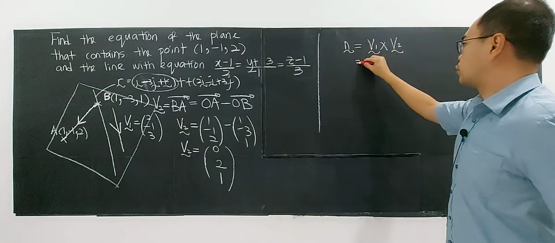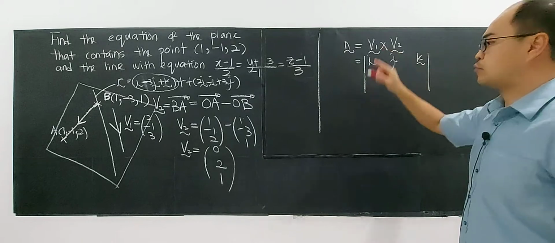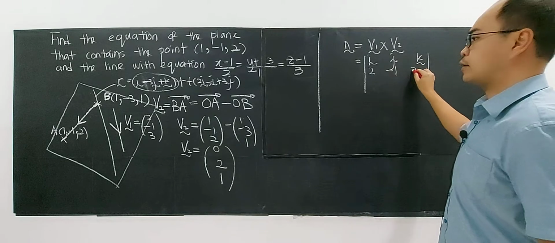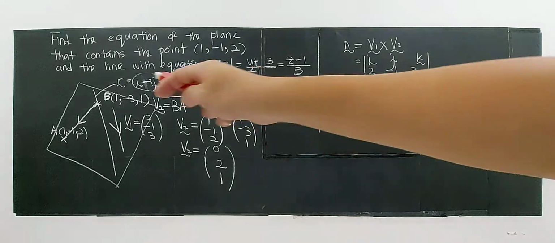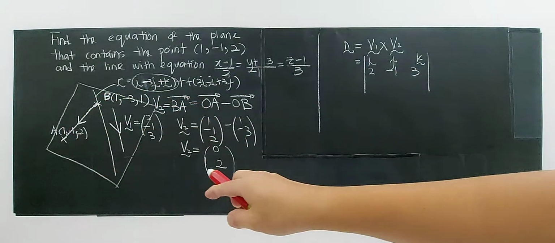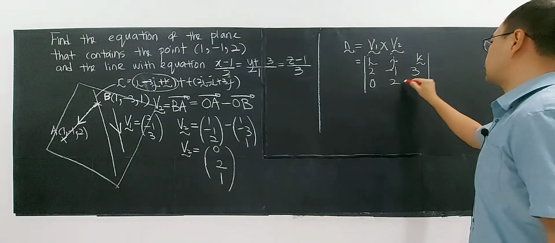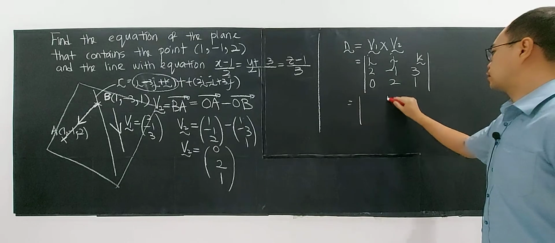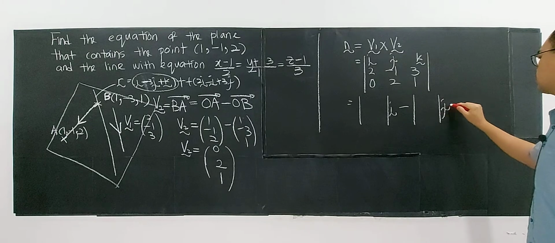So okay, then I'm doing the cross product. I have i, j, k. V1 is (2, -1, 3), followed by B to A, so V2 is (0, 2, 1). So I have to do the cross product for this. Now doing the cross product, the signs are positive, negative, positive.